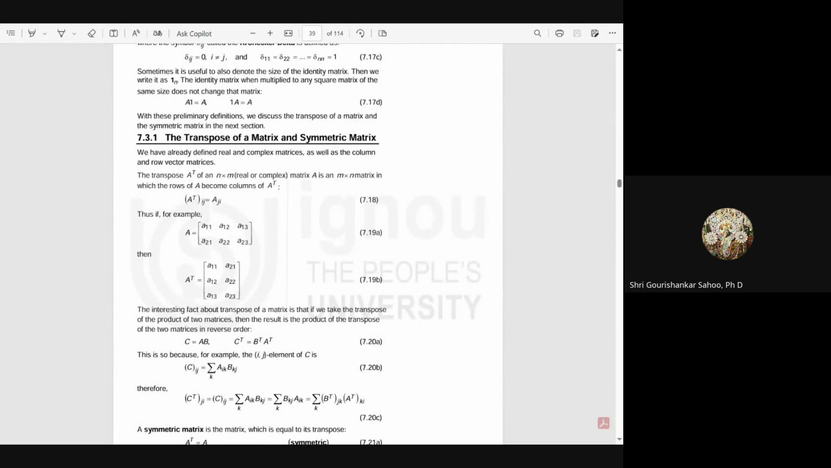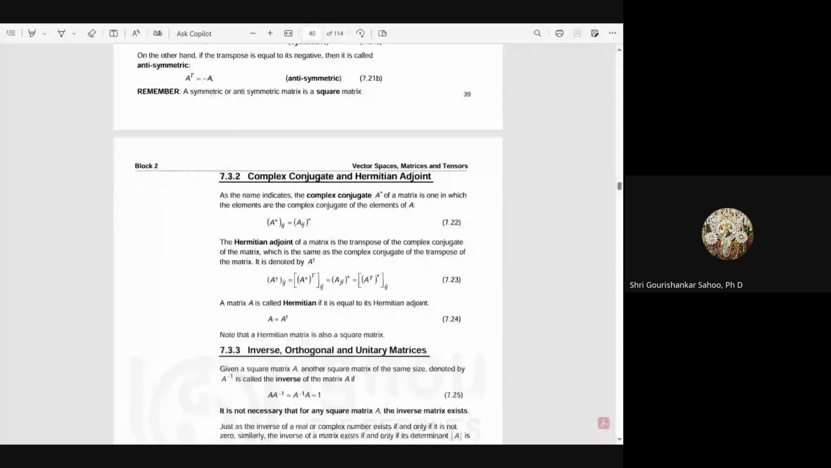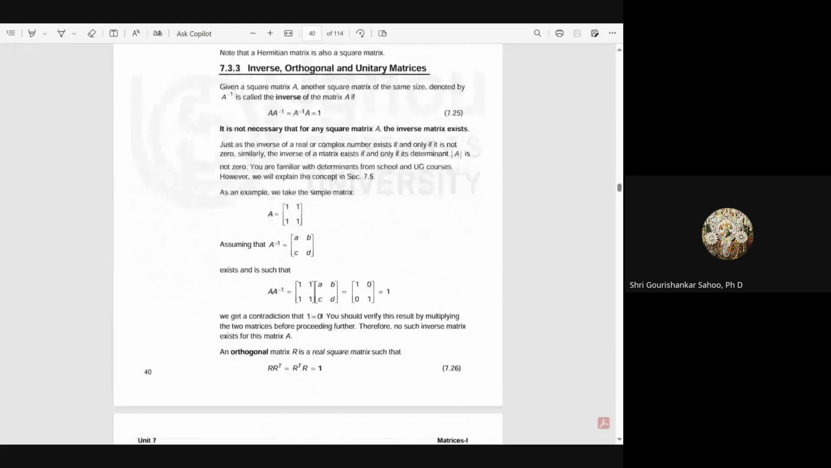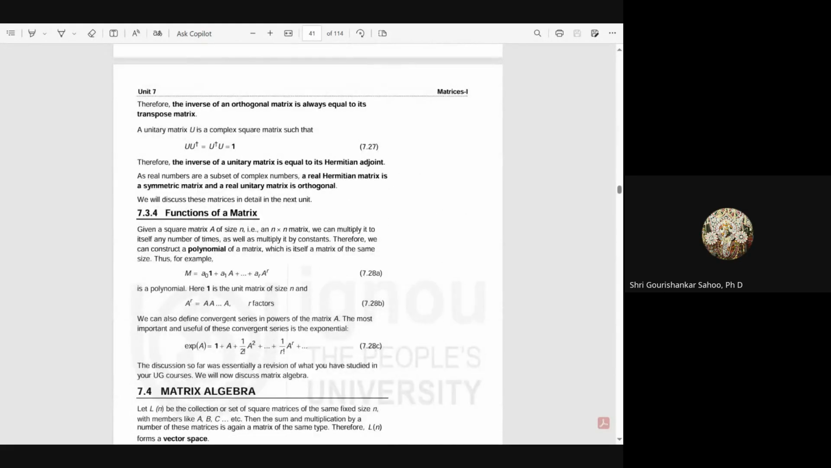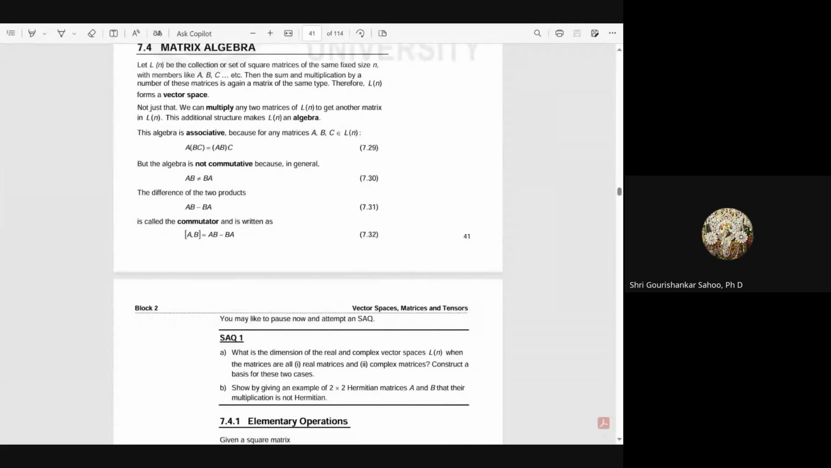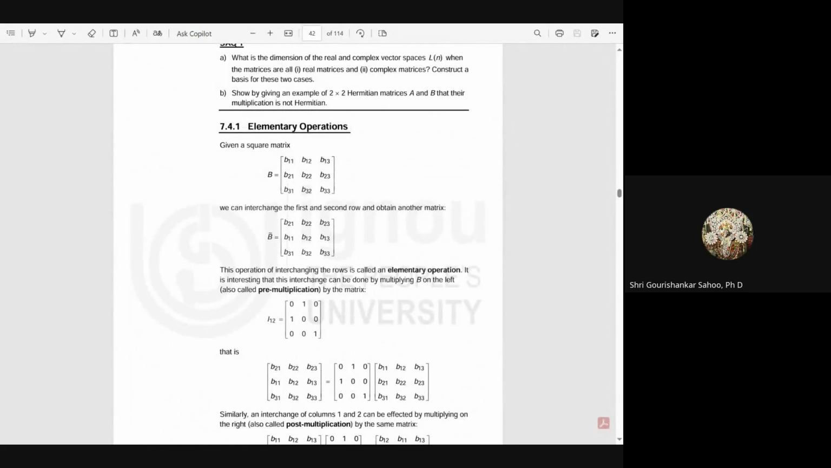transpose of a matrix, which I discussed yesterday, or symmetric matrix, complex conjugate of a matrix, where all the elements are replaced by their complex conjugates, then the resultant matrix will be the complex conjugate of the original matrix, which is also known as Hermitian adjoint. Then inverse, orthogonal, and unitary matrices. Functions of matrix, matrix algebra. Yesterday I discussed whether commutative or not, associative or not, elementary operations.